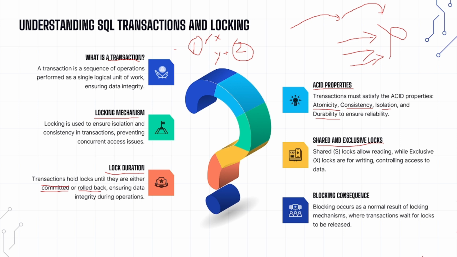So think of it as waiting in line at a store. You are blocked from being served until the customer in front of you is finished. Blocking is a normal consequence of concurrency control, but excessive blocking can significantly degrade the database performance. How do you usually identify excessive blocking in your system? What tools do you use?